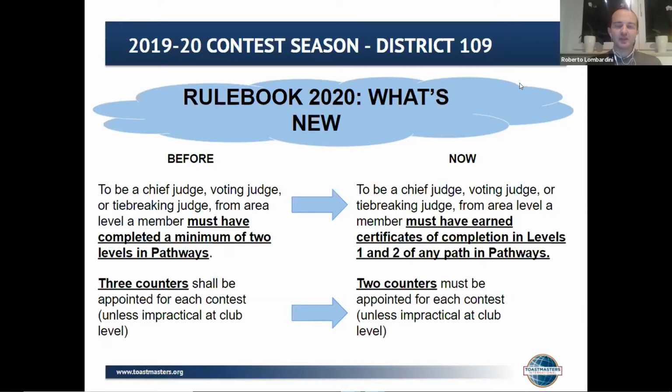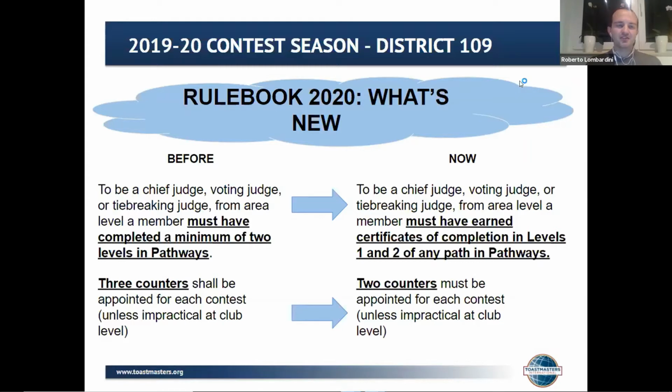From area level, this one we will come back to. Judges must have level 2 in Pathways or 6 speeches in the Competent Communicator manual from area level. At club level, any paid member can be a judge.